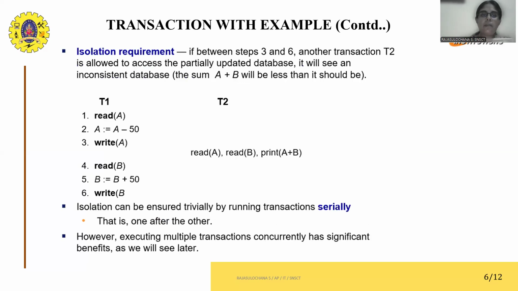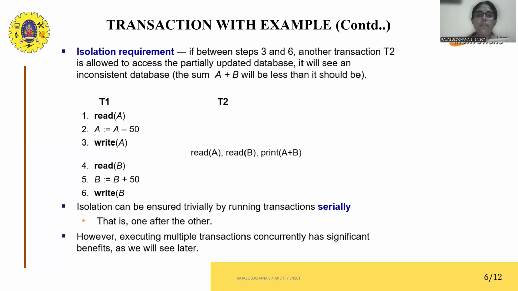The last requirement is the isolation requirement. Here in the example, say between step 3 and step 6, another transaction is taking place which is allowed to access the partially updated database. After the completion of step 3, another transaction is happening. Once step 3 is completed, it means the database is partially updated. It is not completely updated because the transaction is not complete. So it will see an incomplete transaction.